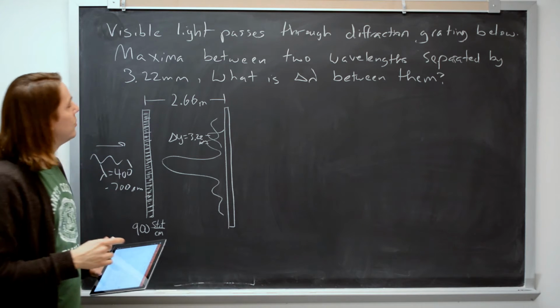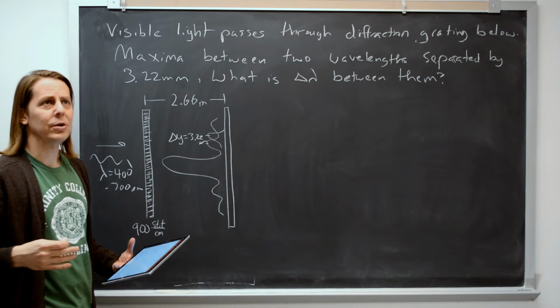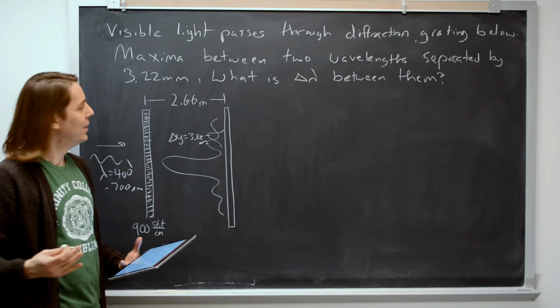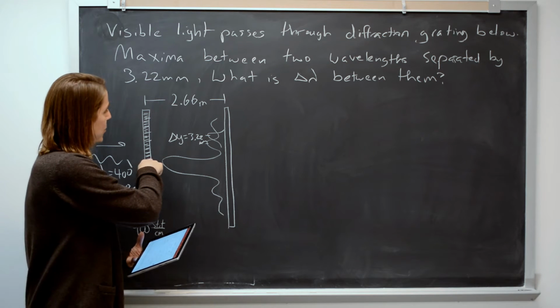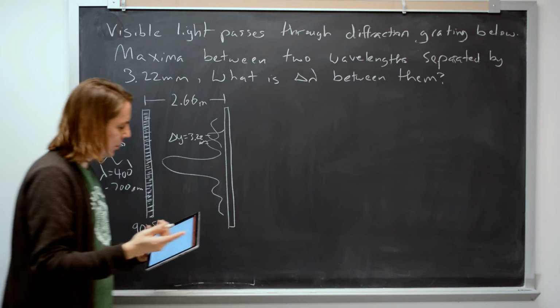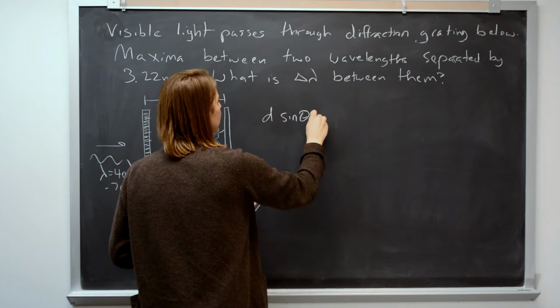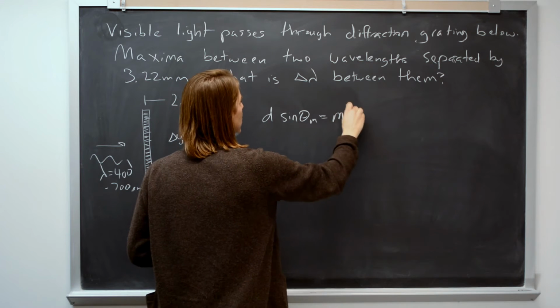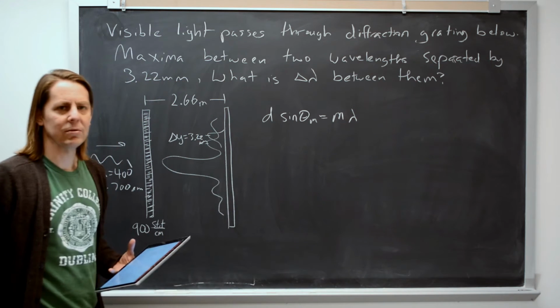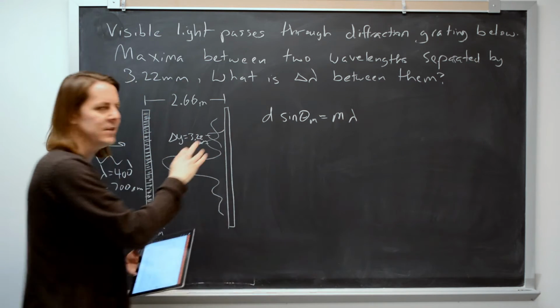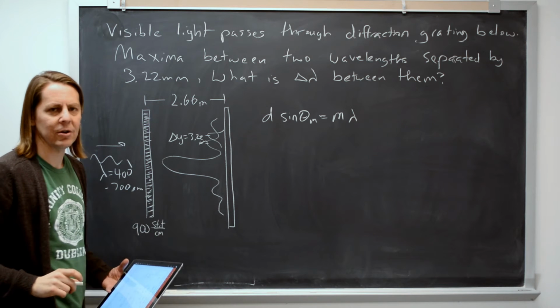So what you'd want to start with is remembering really that we only have one equation for gratings, and that is the equation that tells you where these maxima occur. It looks like this: d sine theta, the angle of the maximum, equals the order of the maximum, m, times the wavelength. So d is the separation between the little slits that are letting light through here.